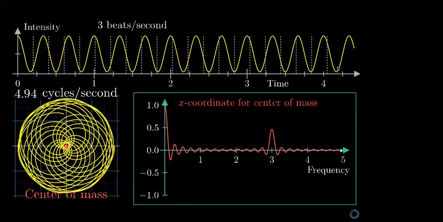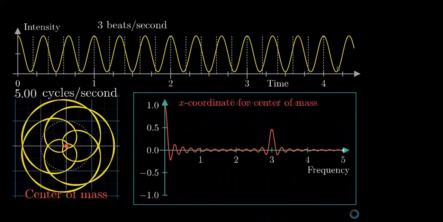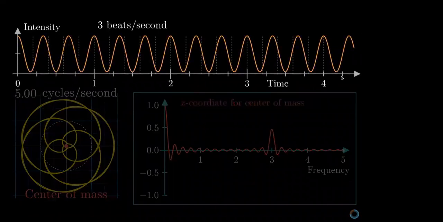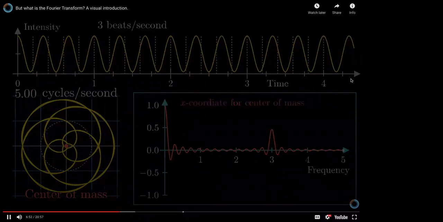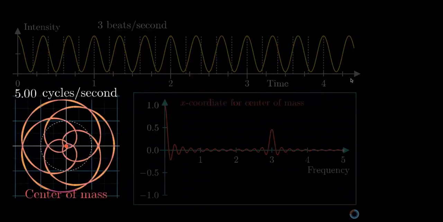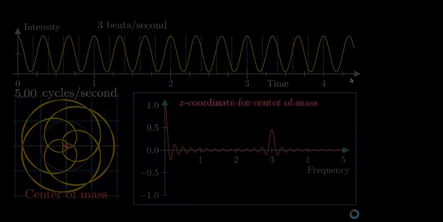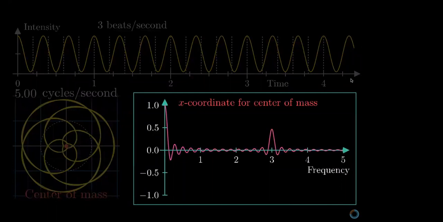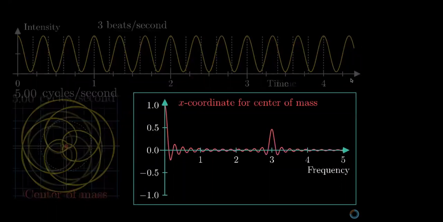This right here is the central construct. So let's sum up what we have so far. We have that original intensity versus time graph, and then we have the wound up version of that in some two-dimensional plane. And then, as a third thing, we have a plot for how the winding frequency influences the center of mass of that graph.